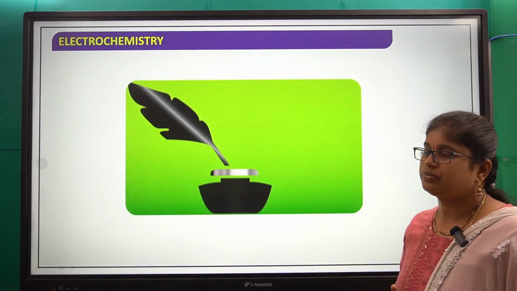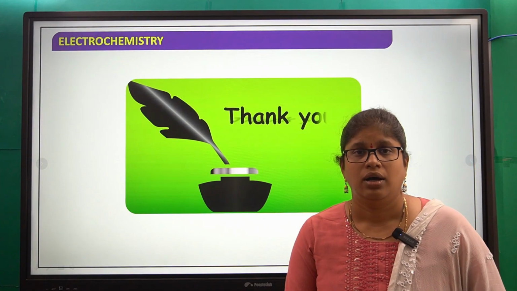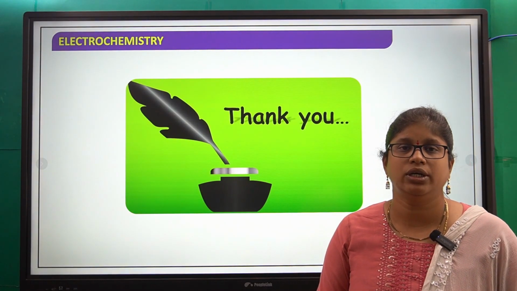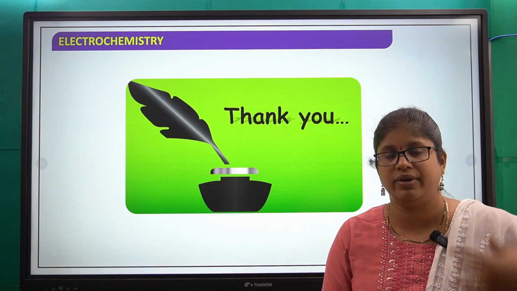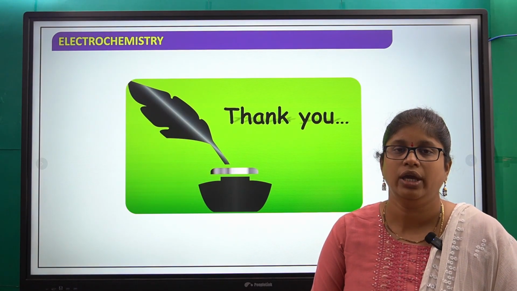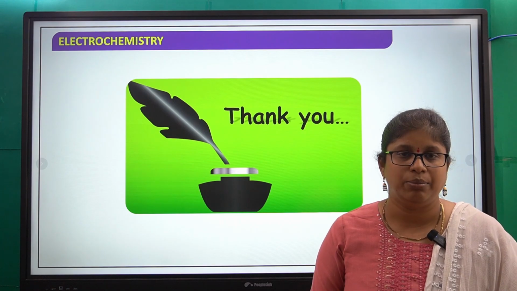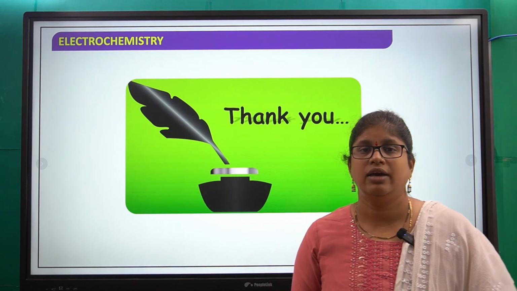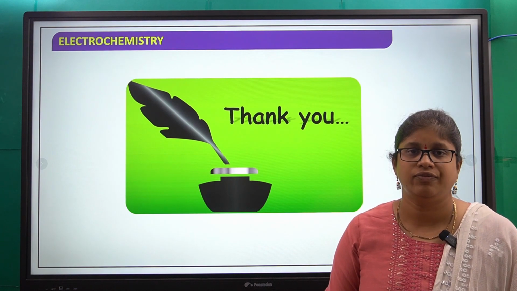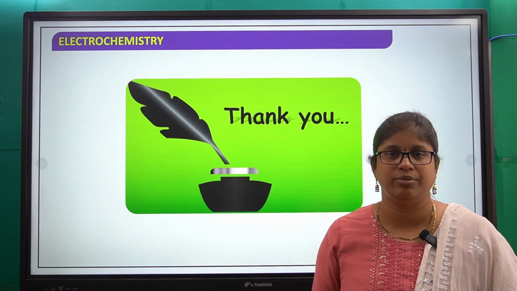So these are the fuel cells, corrosion, and the methods of preventing corrosion. With this we have completed electrochemistry. Next we will meet with the level 1 objective type questions of this chapter. Here we will end the session. Thank you.